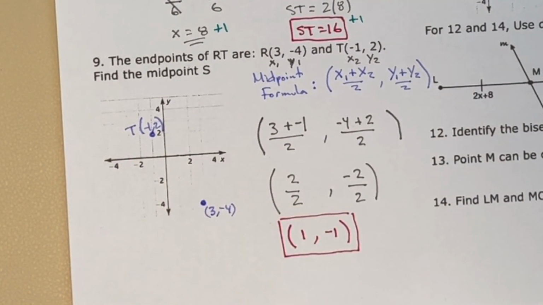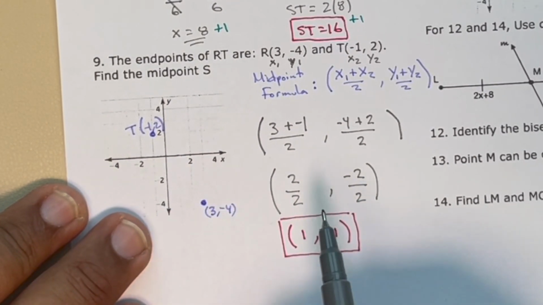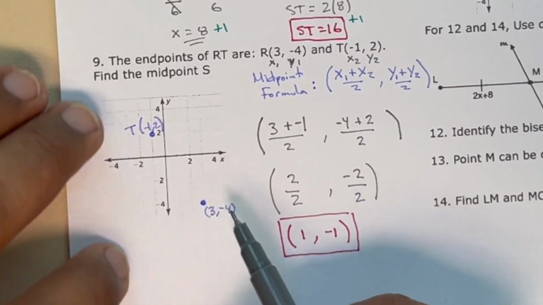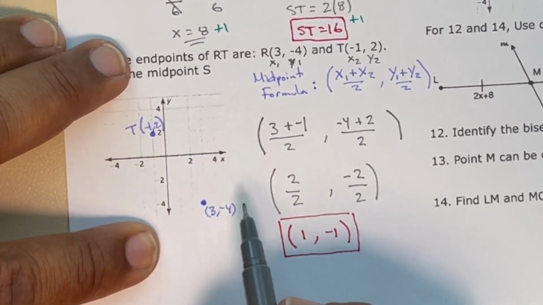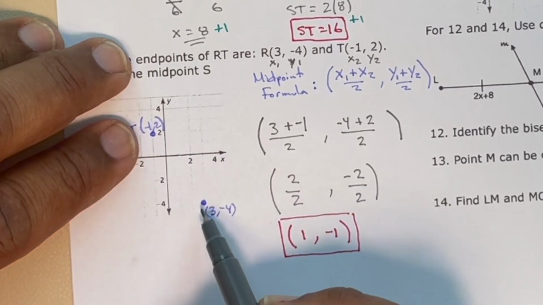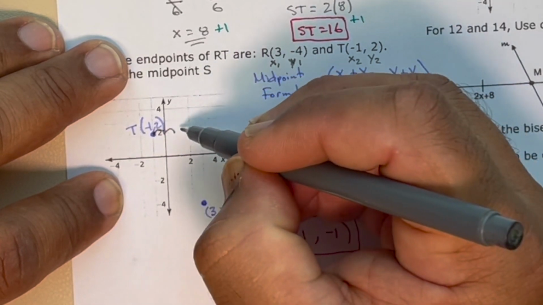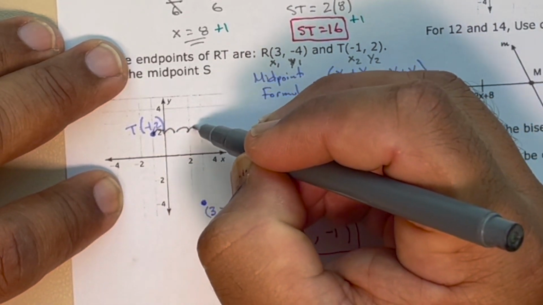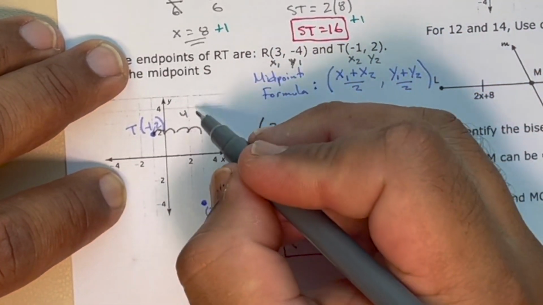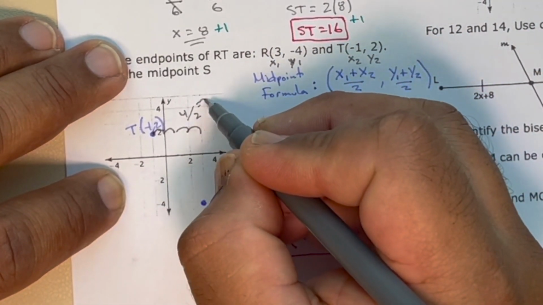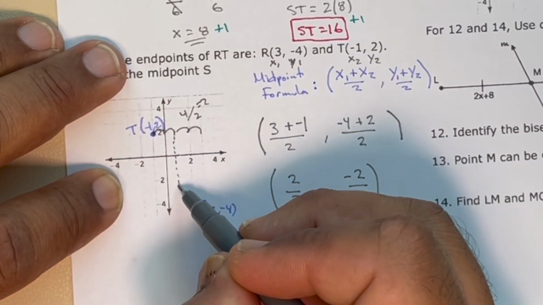Also, what I could do, I could count the full length and then cut it in half. So if I go the x direction first, from this point to this point, I would need to count over 1, 2, 3, 4. So I have to count over 4, and half of 4 gives me 2. So if I just went 1, 2, somewhere along here is going to be my midpoint.